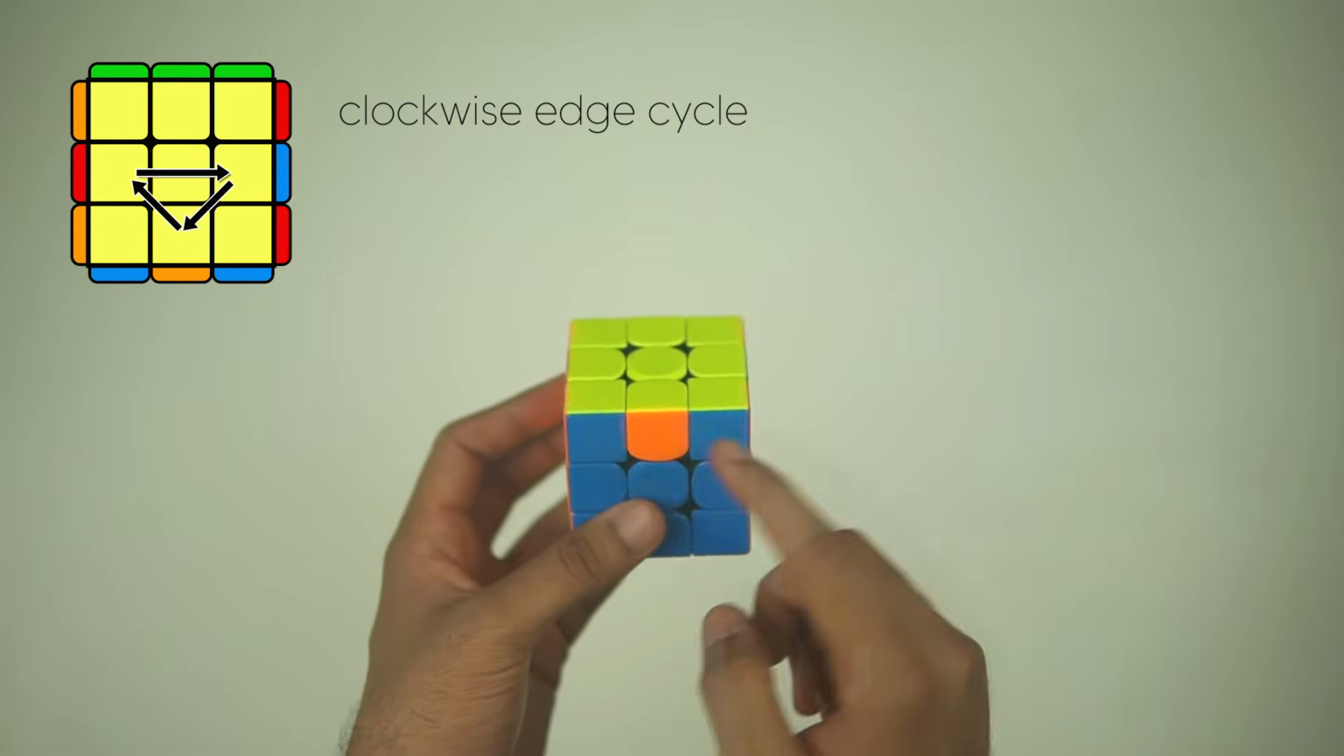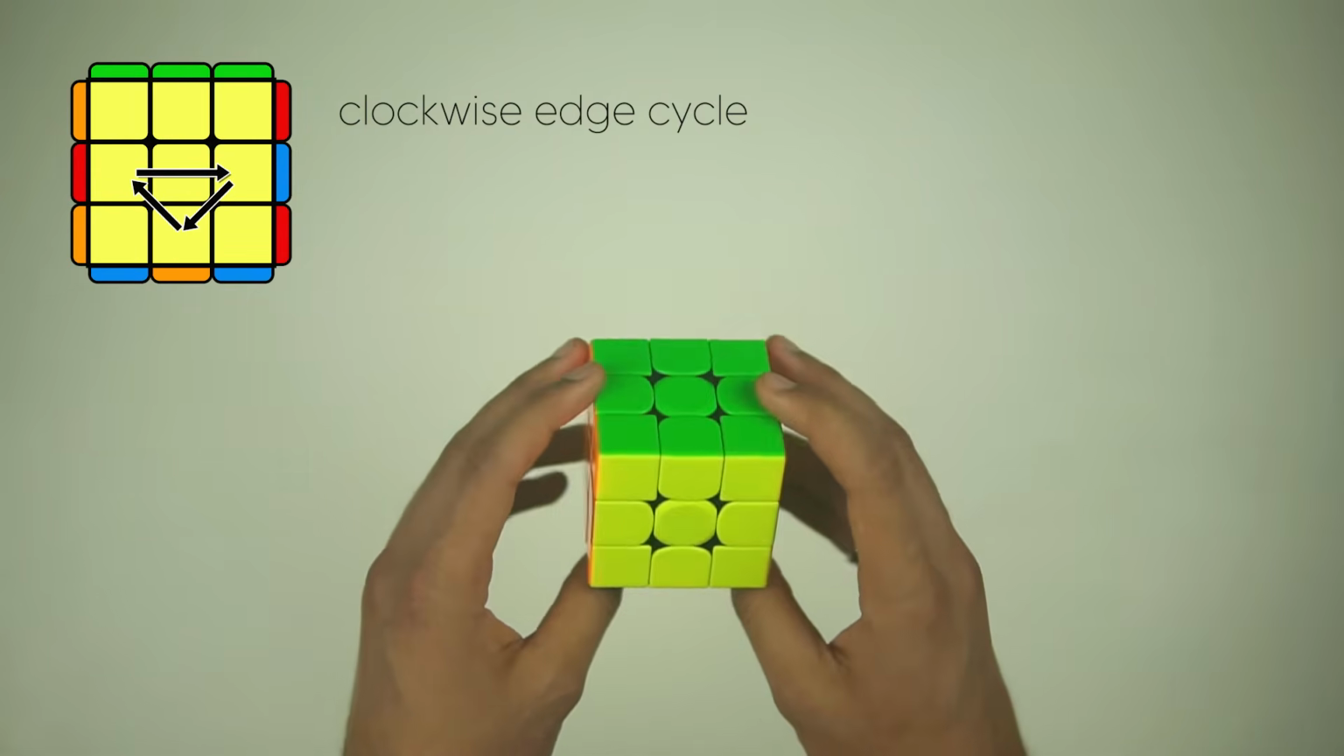Next up, we have a clockwise 3-way edge cycle. So this blue one comes to the front and this goes here. And then you have your solved edge at the back.